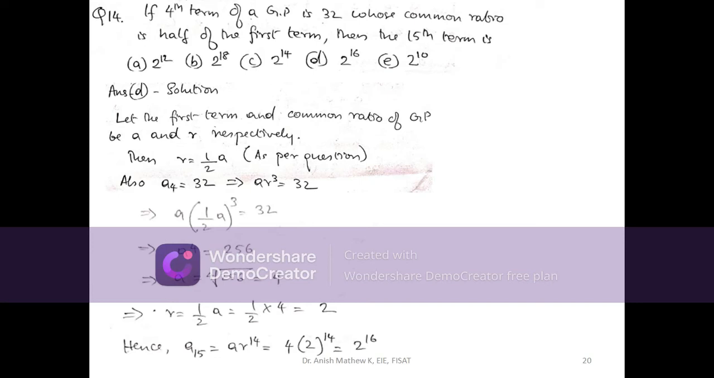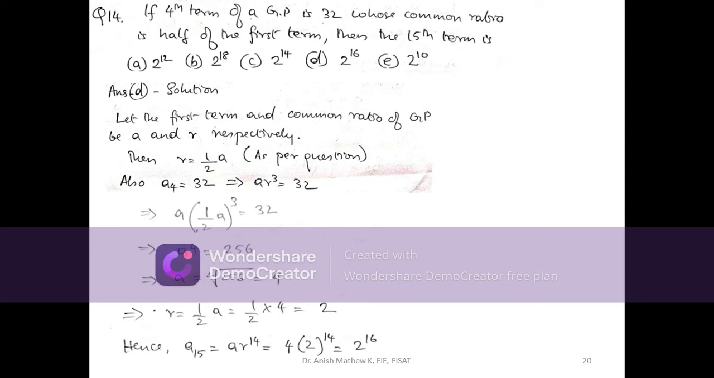Option A, 2 raised to 12. Option B, 2 raised to 18. Option C, 2 raised to 14. Option D, 2 raised to 16. Option E, 2 raised to 10. So the answer is option D, that is 2 raised to 16.